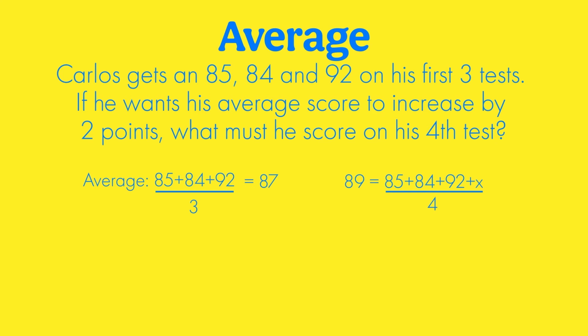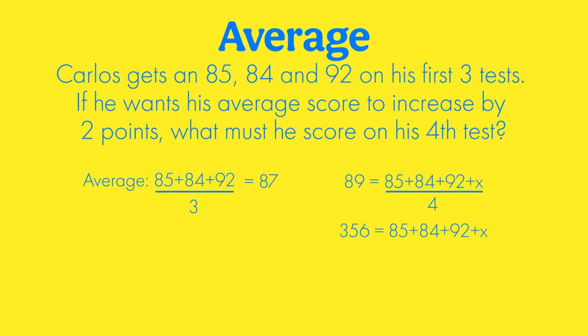So in this case, we now have 4 numbers because there are 4 tests that are going to be taken into account. And we also know the first 3 tests. We know that we have 85 plus 84 plus 92 plus X. So some test that we don't know about. So what we're going to do to solve this is we're going to multiply 89 times 4. So when we multiply 89 times 4, we get 356.